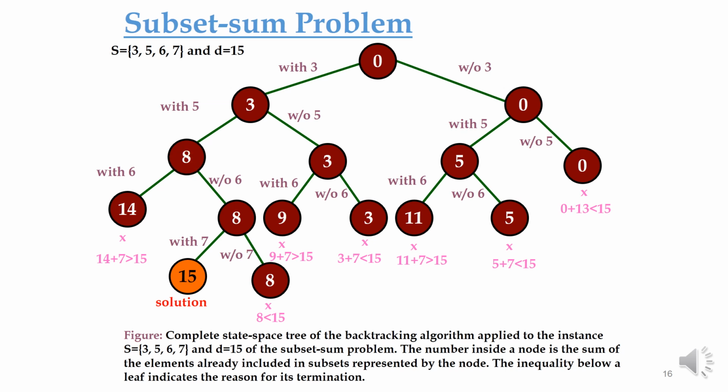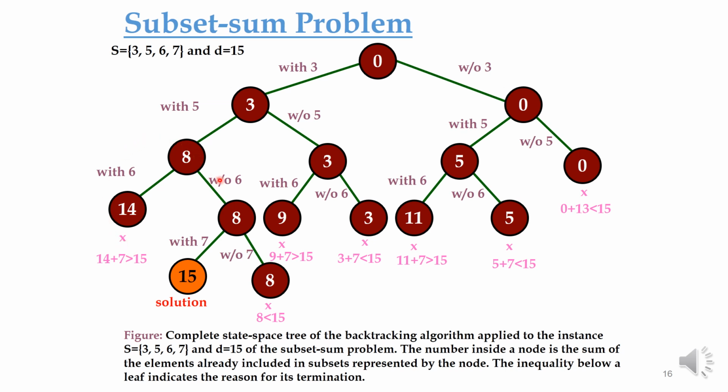Now I have to take the third value 6, so with 6 and without 6. With 6 I get the value 14, and without 6 I get the value 8 again. Now I try to include the fourth value 7. If I add 7 to this 14, it will be greater than the value of D, so it is a non-promising node that does not lead to the solution. So we can consider this a dead end.